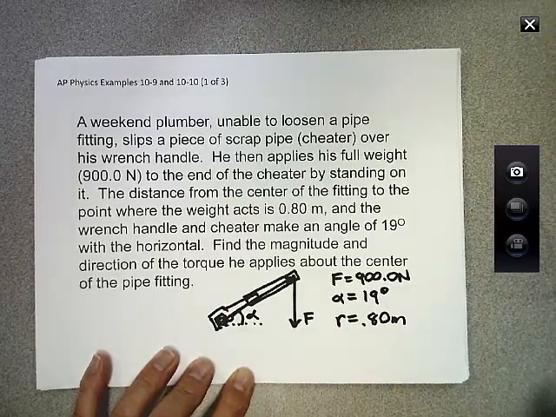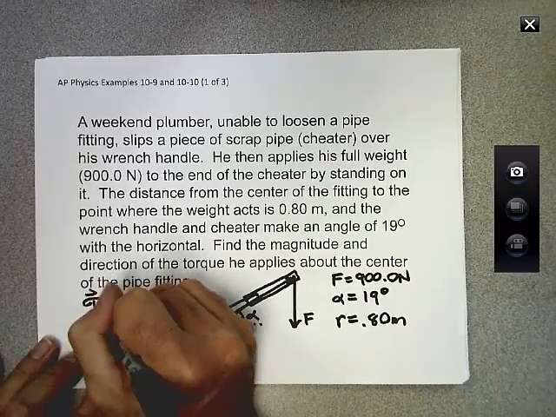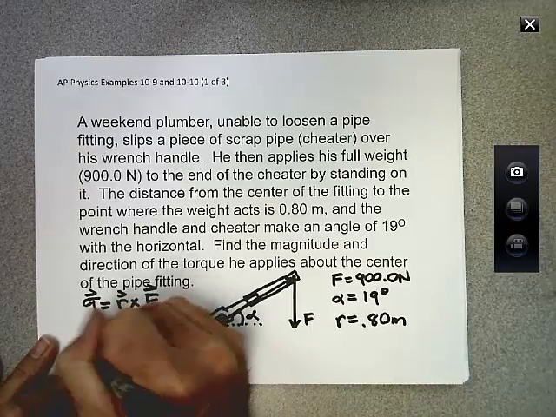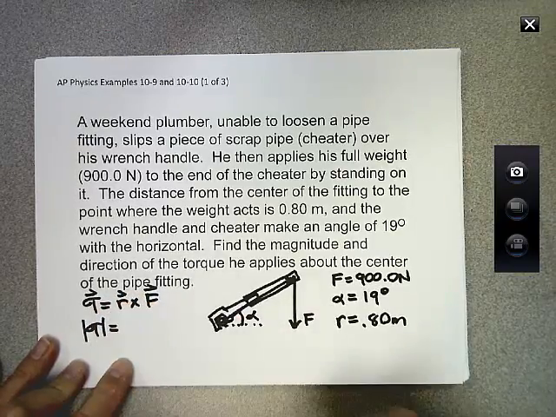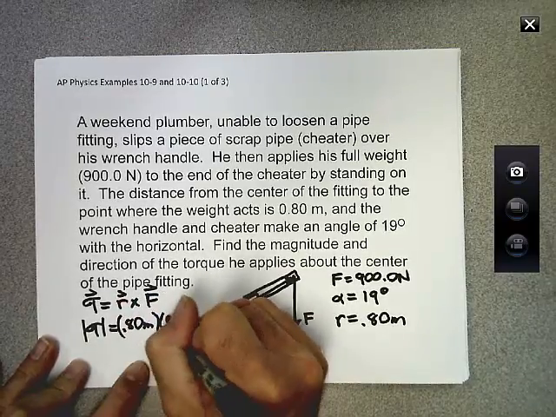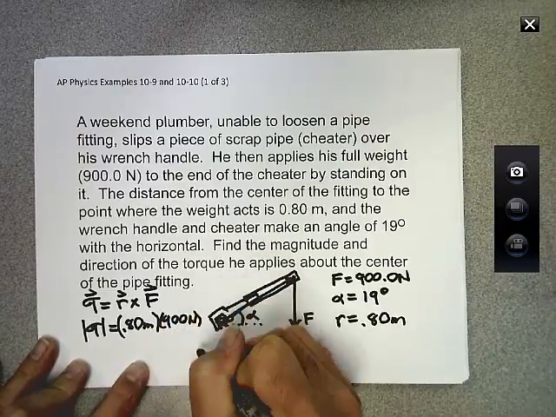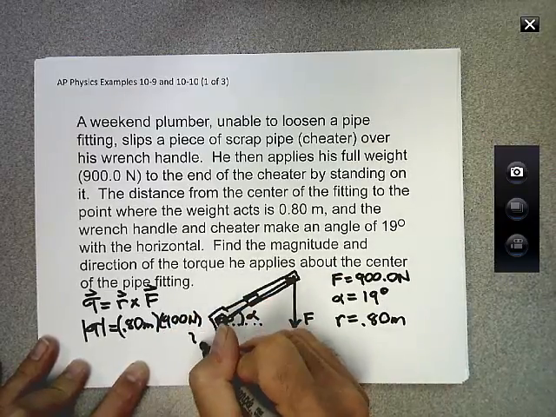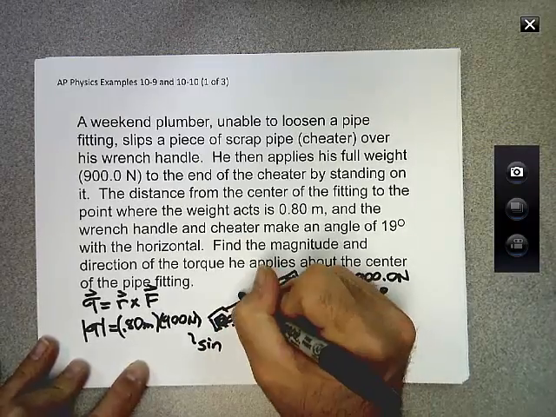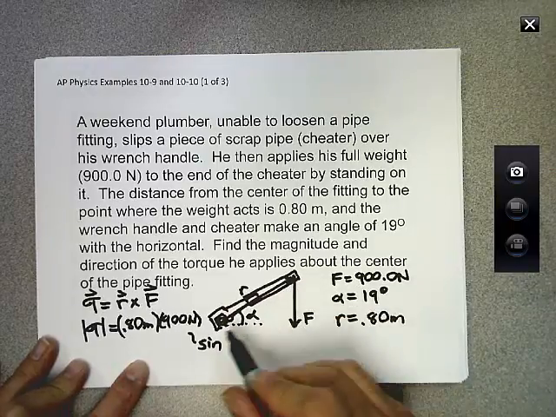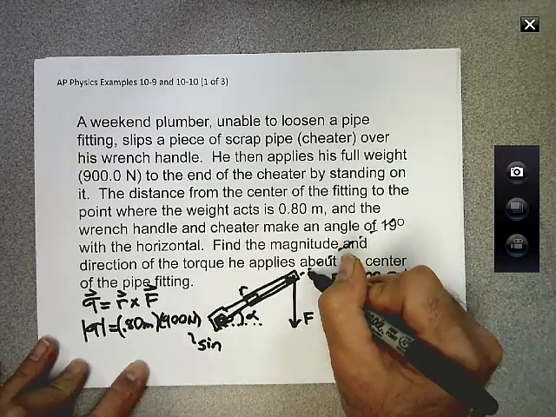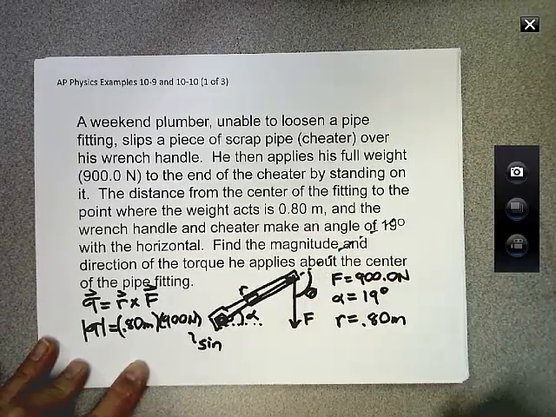So if I want to calculate this torque, I'm going to say the magnitude of the torque is going to be 0.80 meters times a force of 900 newtons times the sine of the angle between the direction of the force and the direction of the radius. Now here's R, and what I do is I just continue R. It points off in this direction. Therefore the angle that we want, theta, is that right there.